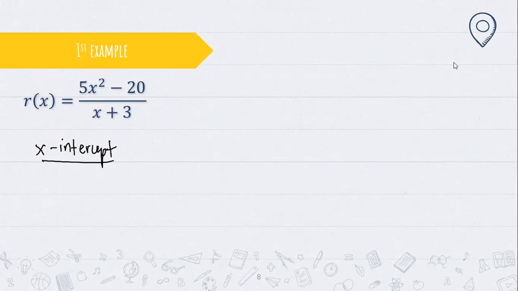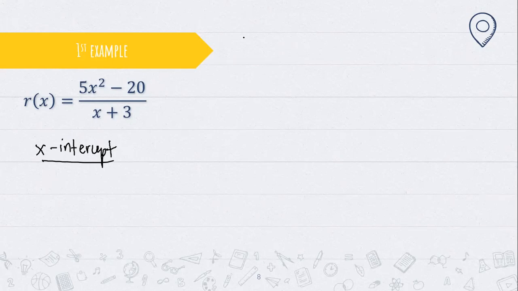Kasi wala namang common factor si 5x squared minus 20 and x plus 3, right? So, wala silang common factor. Okay, so pag wala common factor, si 5x squared minus 20 and x plus 3, therefore, it is the simplified version of the function. Now, we can simply go to finding the intercepts. Okay? So, una nating hahanapin is si x-intercept. O sige, paano na nga daw hanapin si x-intercept? Sino nakaka-recall?